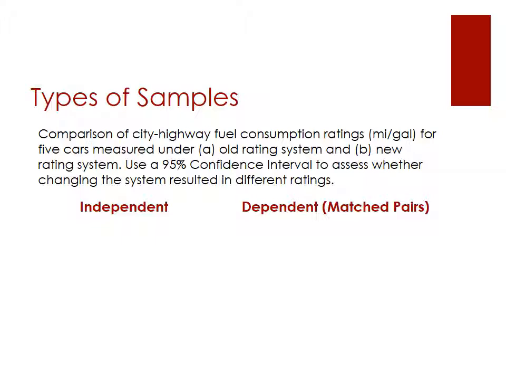So using this, we're going to make a 95% confidence interval using both approaches, for independent samples and for dependent samples, or the matched pair. And here are the two different confidence intervals that we get. For our independent samples, we have negative 7.18 miles to the gallon as the lower range, and the upper range being 12.6 miles to the gallon. Now for the dependent matched pairs, we have our lower range as 1 mile to the gallon, and our upper range as 3.8 miles to the gallon.